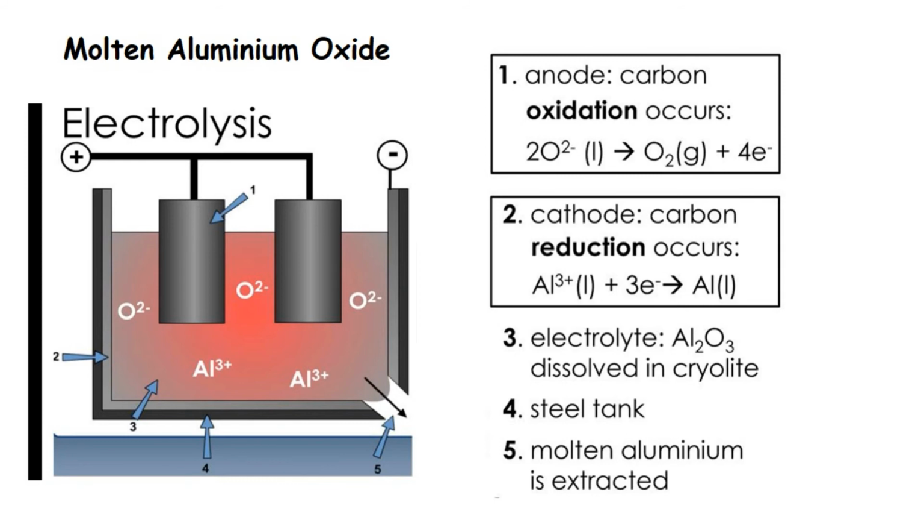The electrolyte is aluminium oxide dissolved in cryolite. We use cryolite to reduce the melting point of aluminium oxide. And the molten aluminium is extracted towards number 5. You can see, thus we will get molten aluminium. So this is all about the electrolysis of molten aluminium oxide. The reaction is shown there. Oxide gives oxygen gas. Aluminium ions give aluminium. So you get aluminium and oxygen separately if you electrolyze molten aluminium oxide.